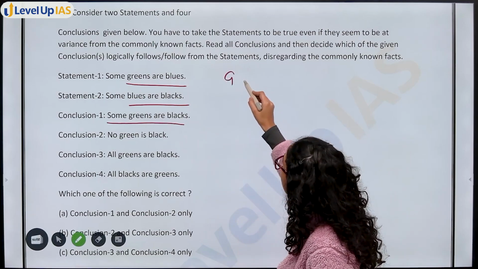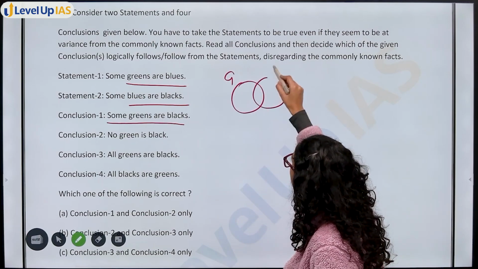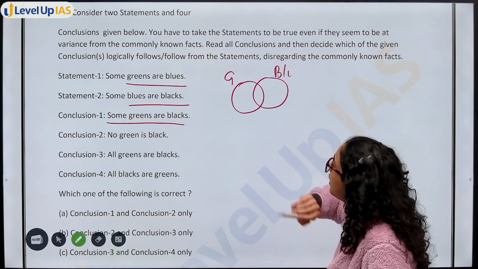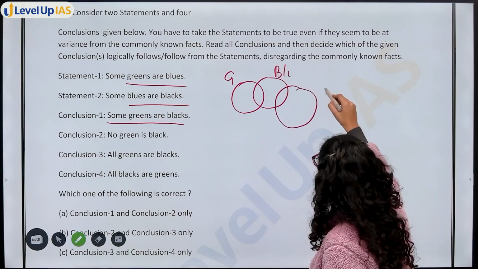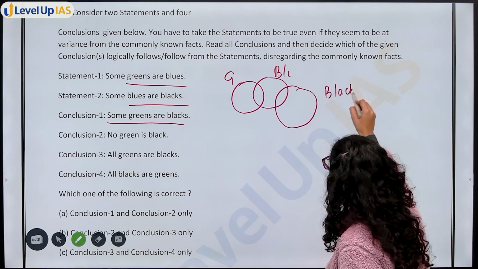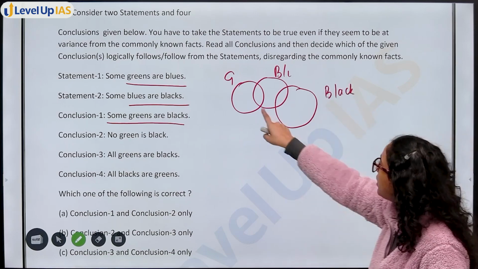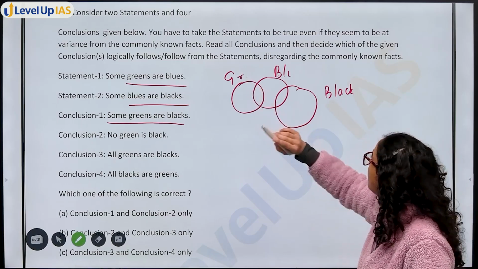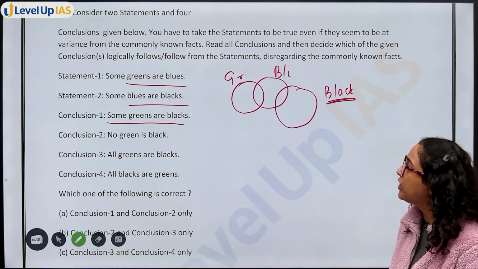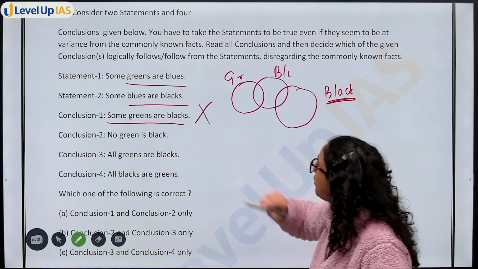Some greens are blues. That means greens are blues like this. Some blues are blacks. That means it can also be like this. Some greens are black is not always true. Look, green and black have nothing in common here. So this does not follow.